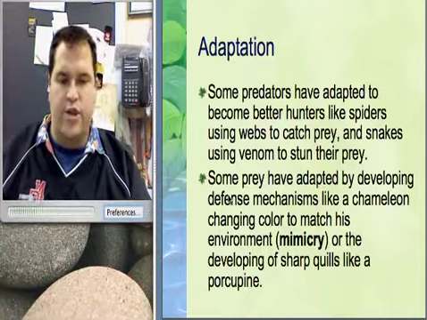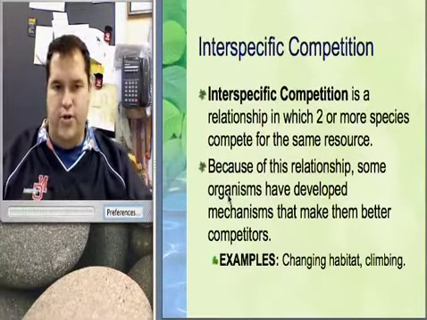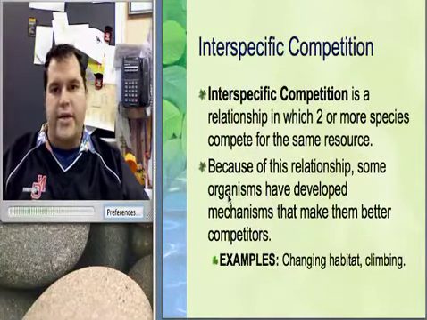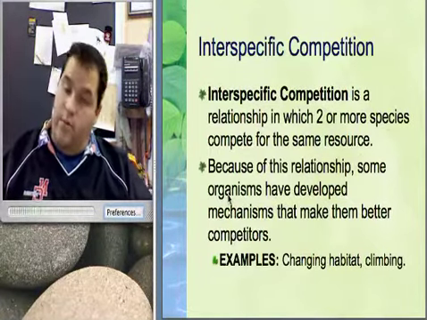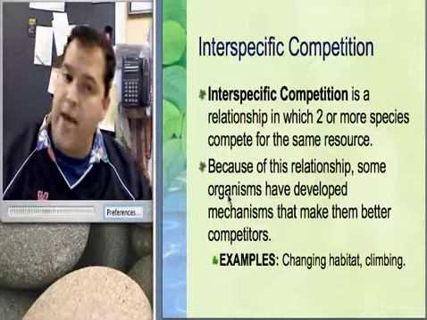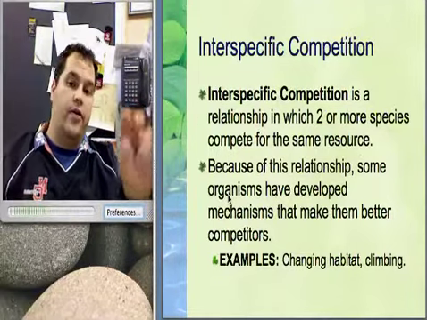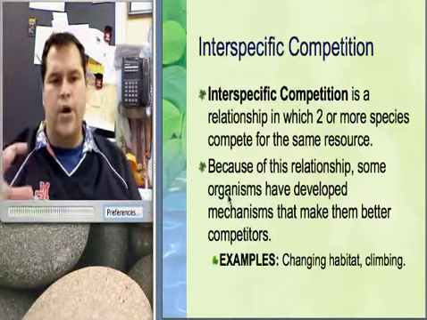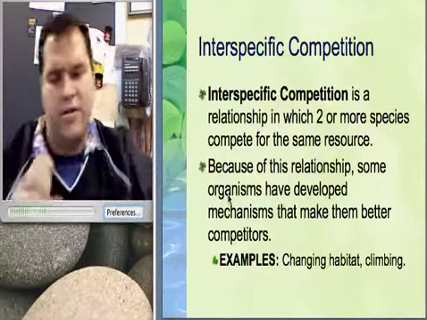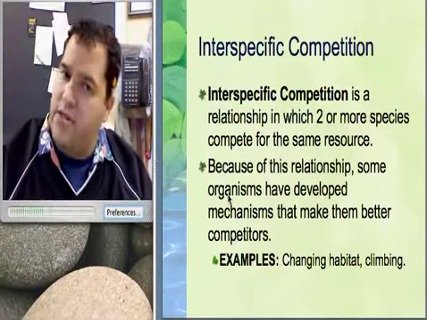The next type of relationship I want to talk about is that of competition. In competition, two or more organisms are competing for the same resource. Now, because of this, some organisms have adapted to become better competitors. For example, if we have a rodent on the ground and he likes to eat the nuts off the ground, but then there are bigger animals and birds that are more adept at getting the nuts off the ground, that little rodent's in for some trouble.